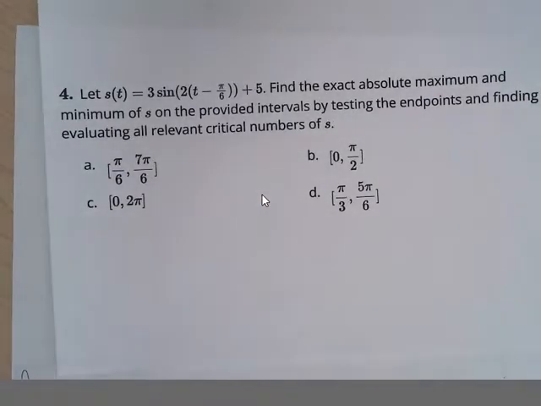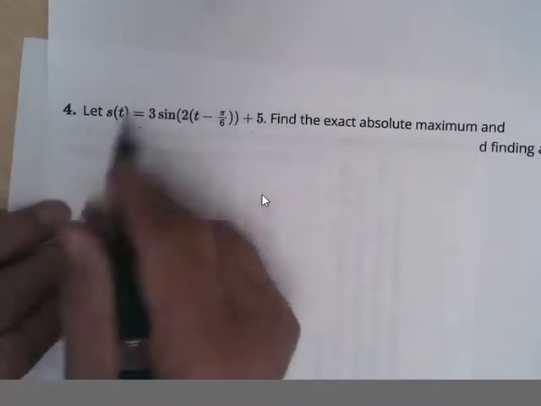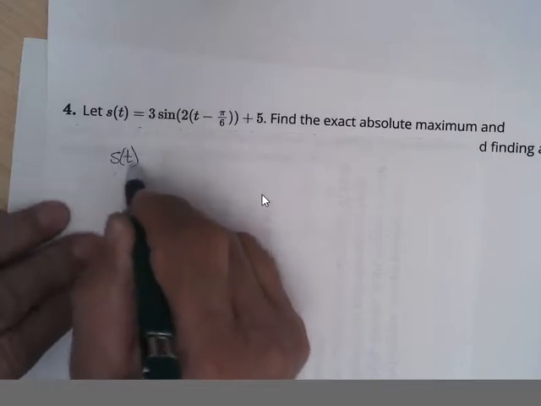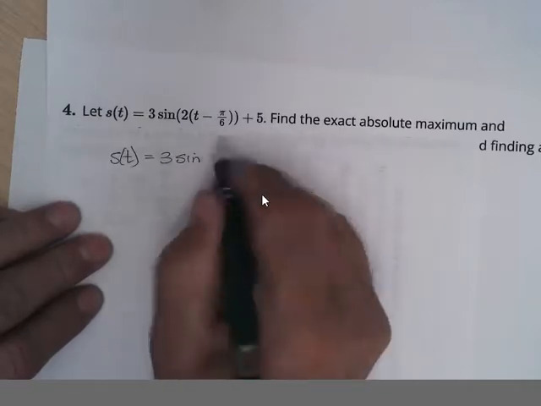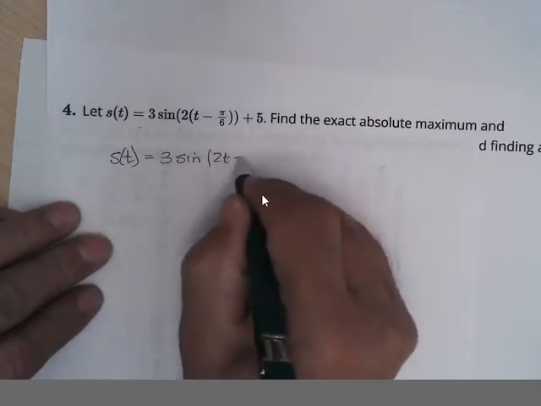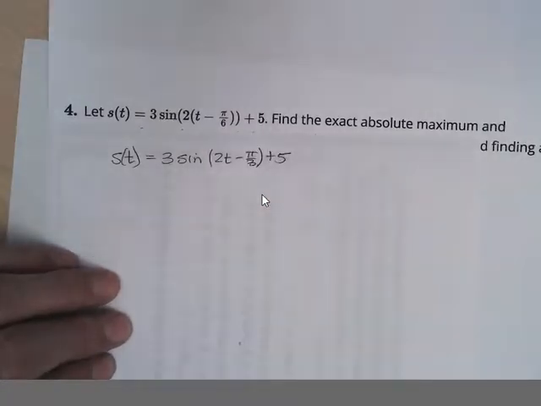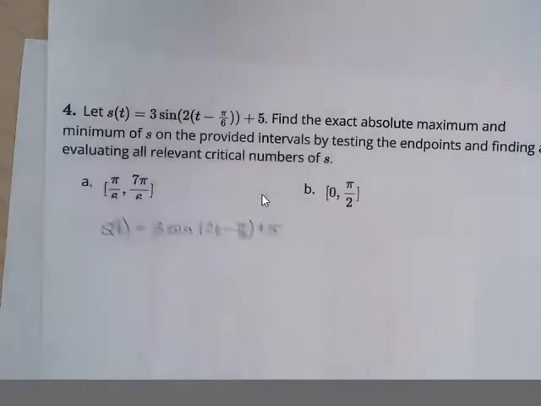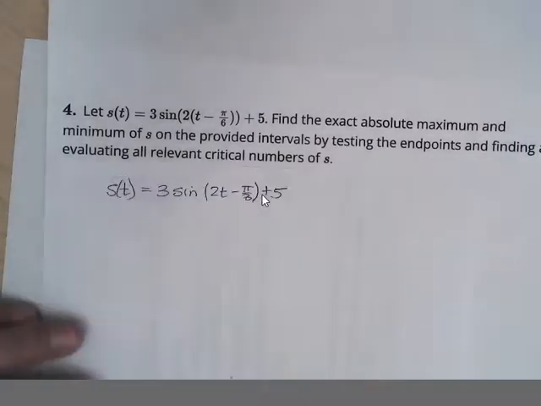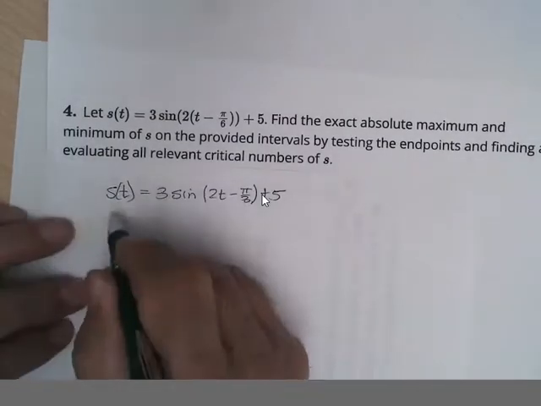All right, and the final problem, 4. S of t equals 3 sine, and I'm going to distribute, of 2t minus pi over 3, plus 5. And we're supposed to find the exact absolute maximums and minimums on these intervals. So we're going to find the derivative.